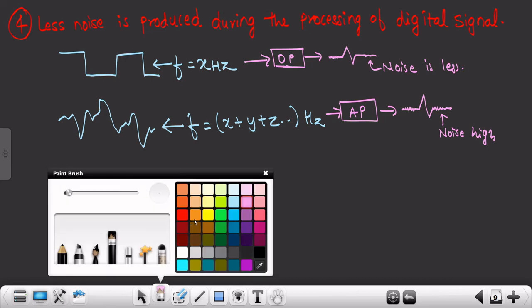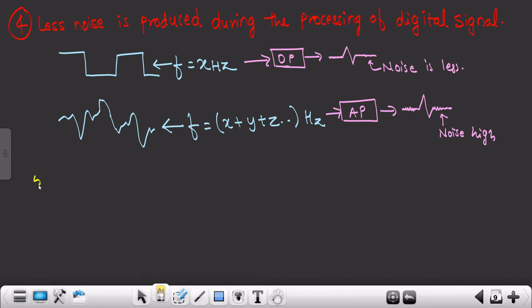And the fifth point is, it is easy to design. That means what? Digital circuit, it is easy to design. Okay, so I hope that you understood this particular concept in depth.